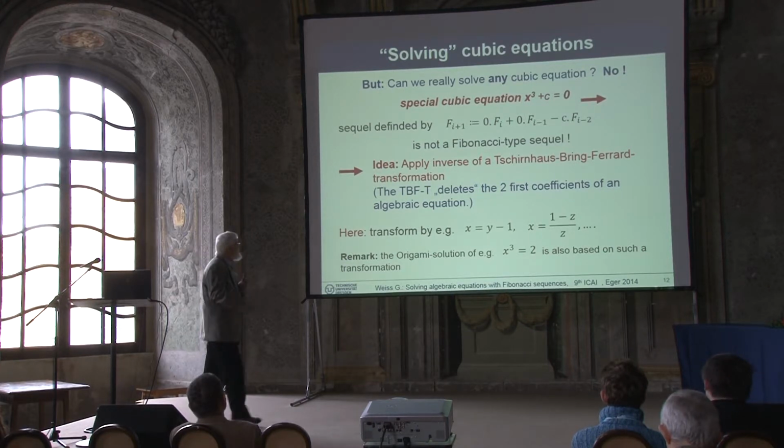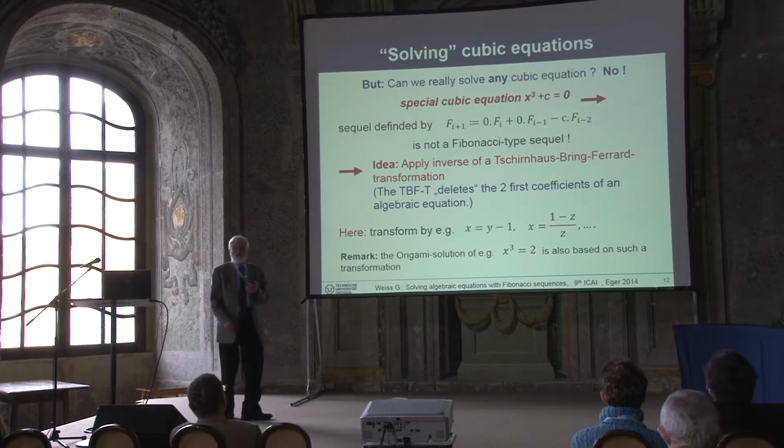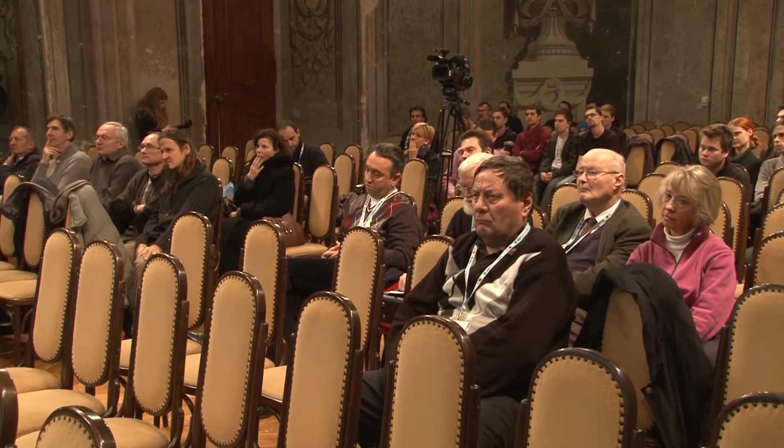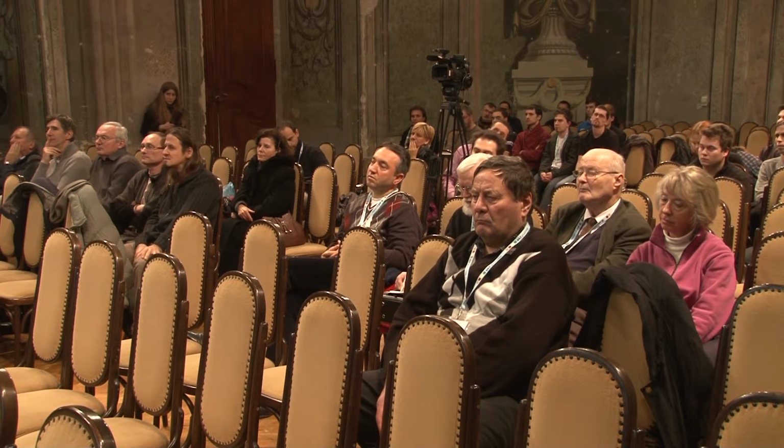It was later on proved by Bring and Jerrard, and this transformation is called the Bring-Jerrard-Tschirnhaus transformation. So if we take this and make it reverse, we find an equation which has all coefficients not 0, and then we have the solution, and we can solve such an equation too.